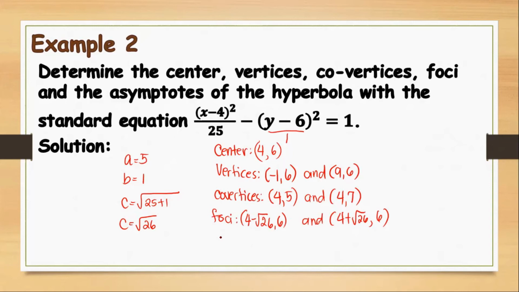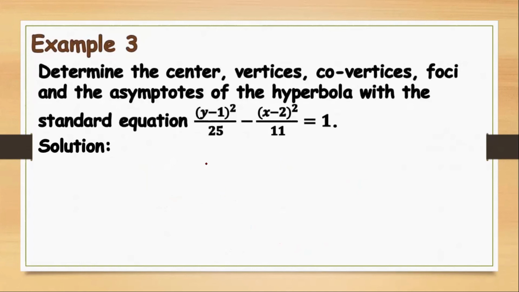And last one, the asymptote. Okay, so the asymptote will be y minus 6 equals positive or negative 1/5 times x minus 4. So that's it. So we have y equals 6 plus or minus 1/5 times x minus 4. That will be the equation for example 2.